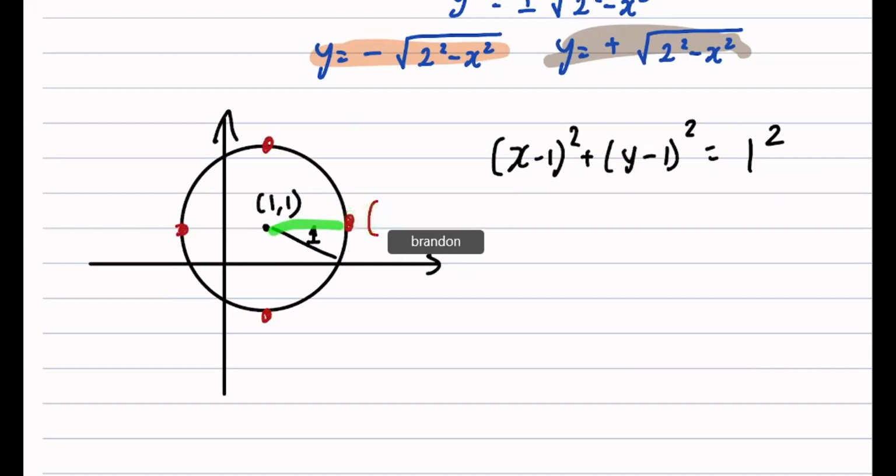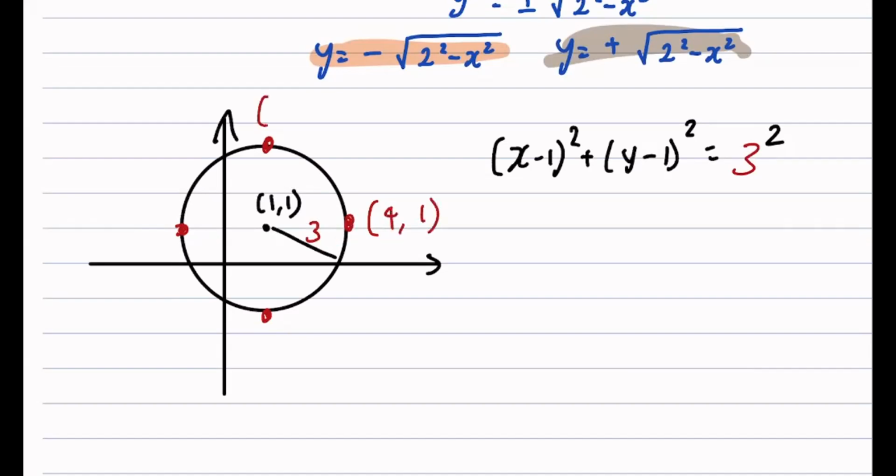If it's radius 1, it will be 1, 1. No. Wait, center is 1, 1. 2, 1. Okay, because of the way I draw my diagram, can I just change the radius to, let's say, 3? Okay, radius 3. So the equation now is not 1 square, it's 3 square. Then what would be the coordinates of the point on the right? 4, 1. 4, 1, exactly.